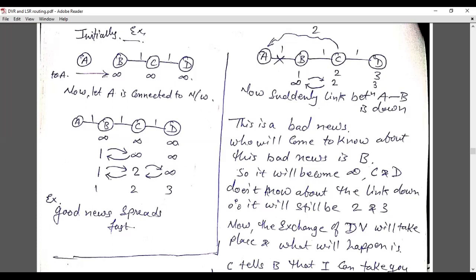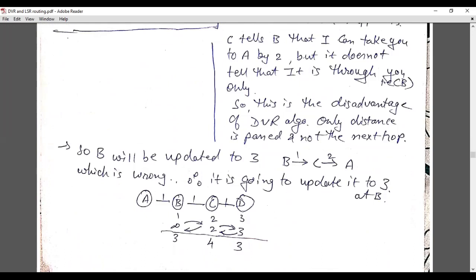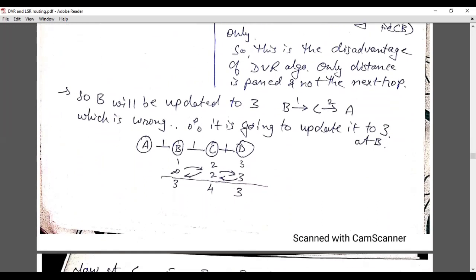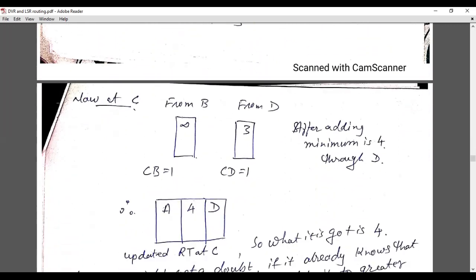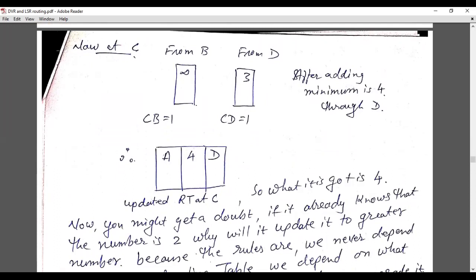So B will be updated to 3, because B to C is 1 and C to A is 2, which is wrong. Therefore, it is going to update it to 3 at B, right? And this is how it is updated to 3, and it will continue in this way, so that the algorithm gradually will reach infinity.